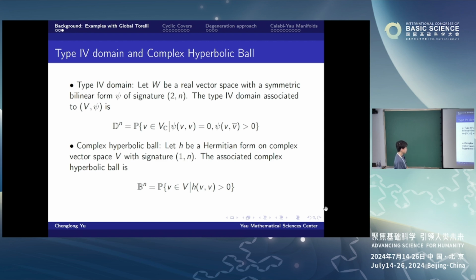Alright, so that's one symmetric domain, and the other one is called a complex hyperbolic ball. Now we consider a complex vector space with a Hermitian form of signature (1, m), and the associated complex hyperbolic ball is just the set of all the positive lines inside this vector space. So these are two important symmetric domains.